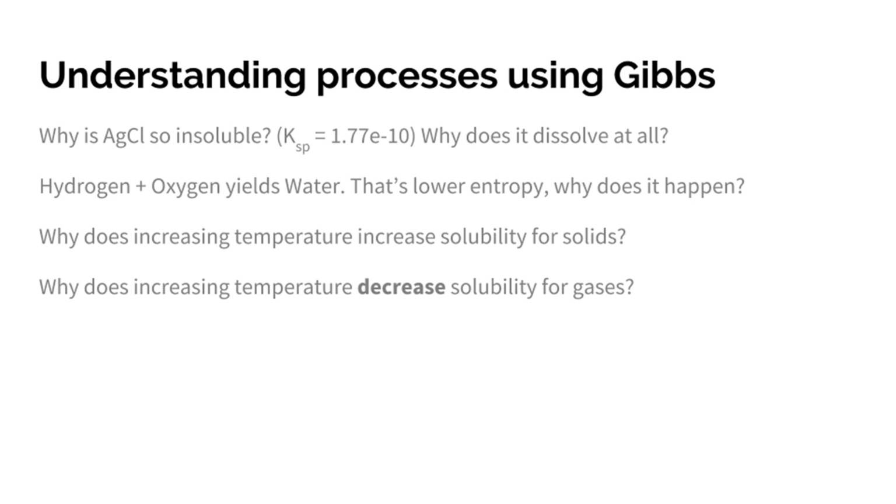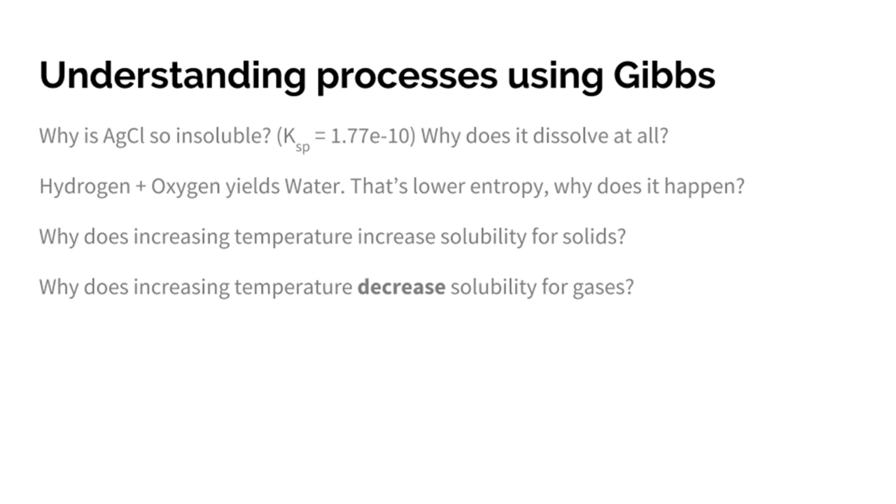Okay, so I promised you some examples, and here we go. Let's look at this one right here, silver chloride. It is incredibly insoluble. Ksp is equal to 1.77 times 10 to the negative 10th. Okay, it really does not want to dissolve. That equilibrium lies very far to the left. Why does it dissolve at all?